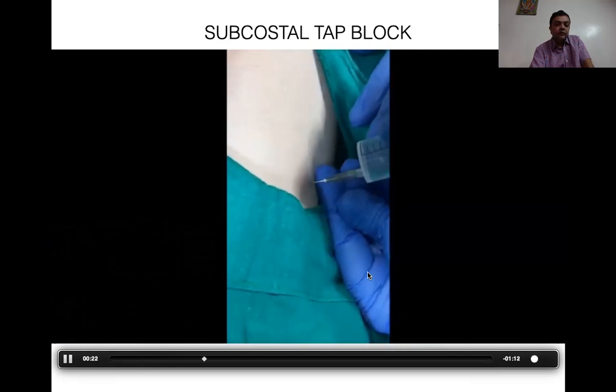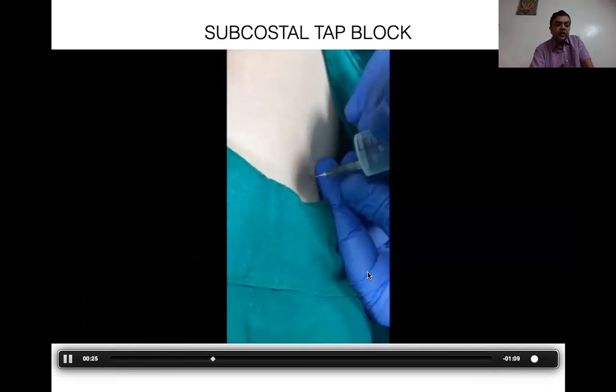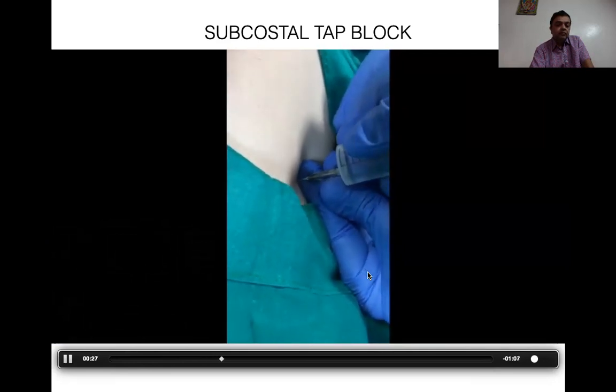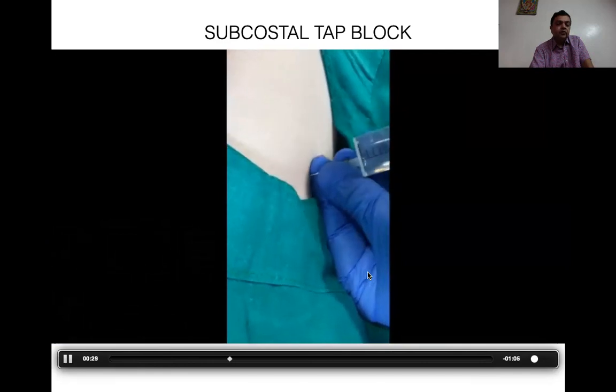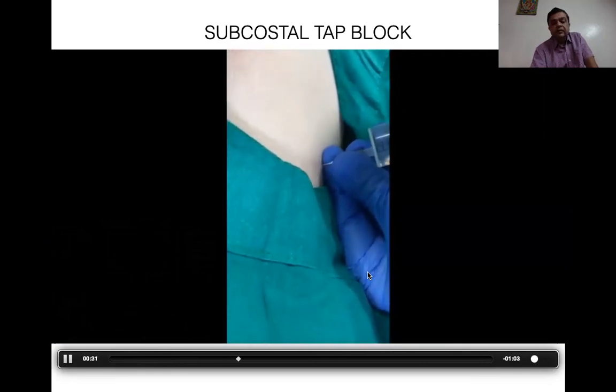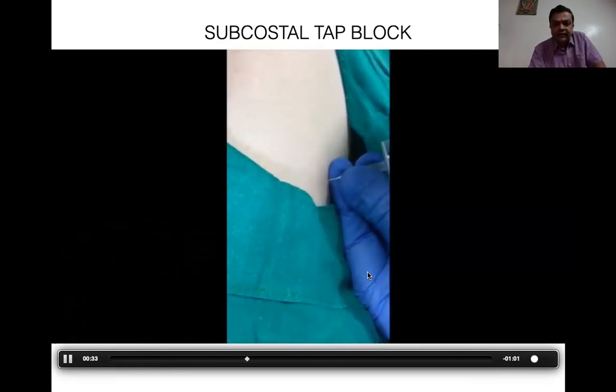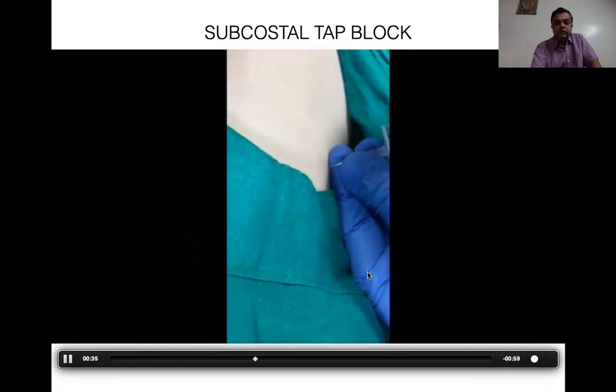Yeah, you can feel the pop. Now second bounce and pop. After 2 pops, I will inject the drug, and this block will act nicely. So this is how you can give subcostal TAP block.